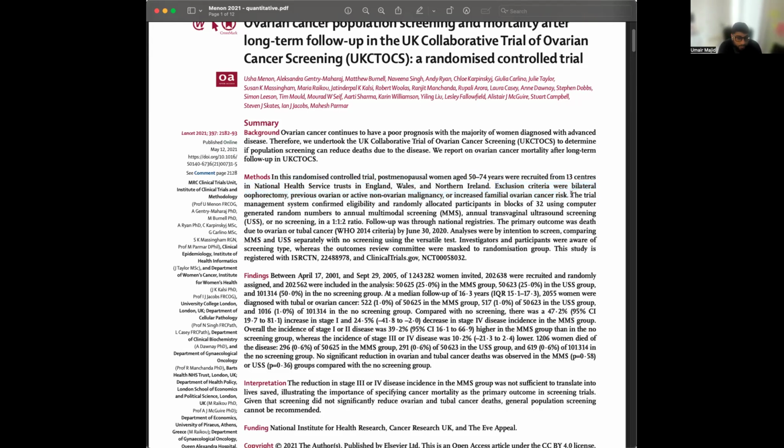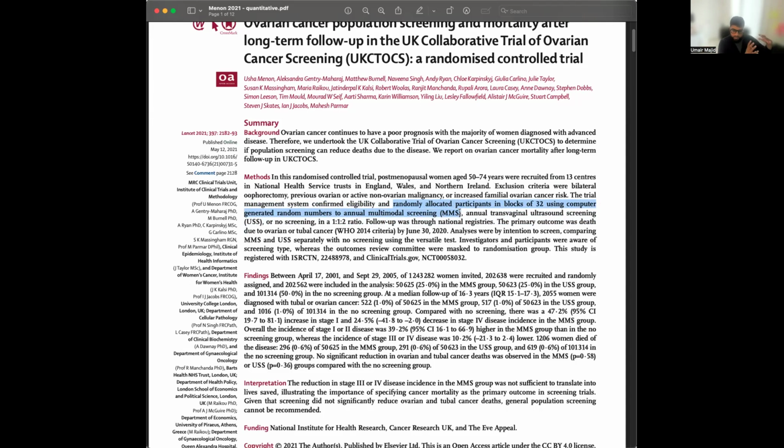Then it goes to more specifics about the randomized controlled trial guidelines, right? So there was a management system they used for the trial to confirm eligibility. They randomly allocated, so that's the randomization procedure, in blocks of 32 using computer-generated numbers to annual multimodal screening, right? Now, I don't fully understand the specifics of this, but this is how they randomized it. What I assume, and I'm sure we'll talk more about it in the methods so you can always take a look, is that they divided participants into blocks of 32.